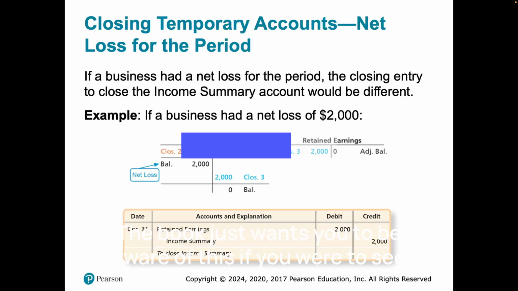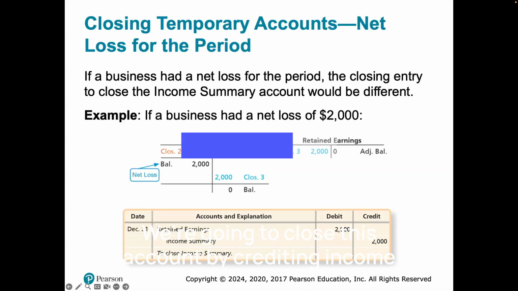The book just wants you to be aware of this. If you were to see this in a problem, you would not be transferring over a credit. It's not always going to be a transfer over of a credit, right? If we do have a debit loss or a net loss, we will be transferring over a debit amount. So if a business had a net loss period, the closing entry to income summary account would be different. Our income summary here has a balance of $2,000 debit. That says that we have a net loss of $2,000.